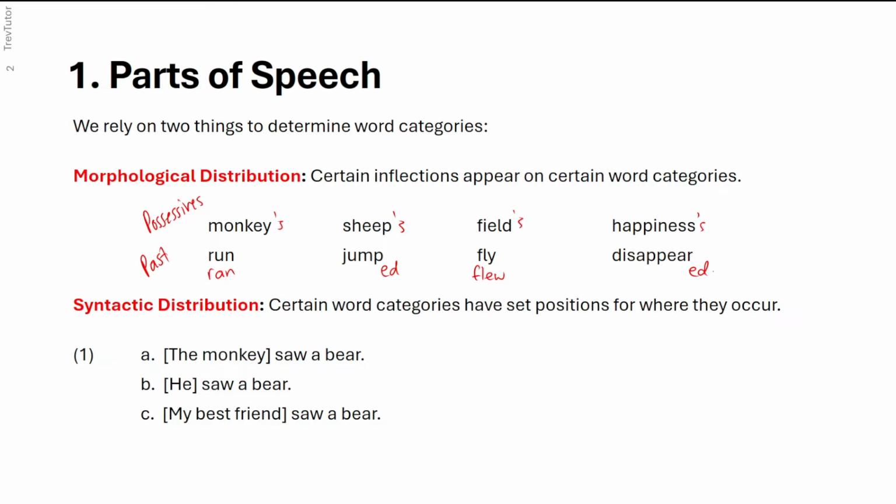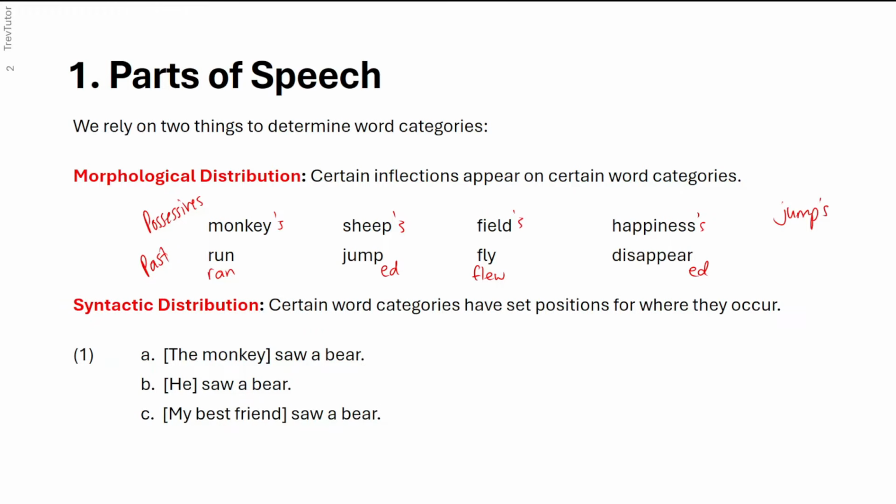So for example, we cannot say jump's with an apostrophe s in its typical position, unless we turn it into a noun, which would be something more like monkey. So it would have a different word category depending on its function. The other thing that we need to know about is syntactic distribution. So these are the positions where they can occur in a sentence.